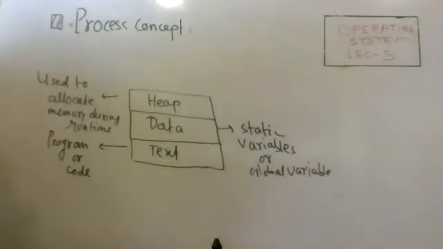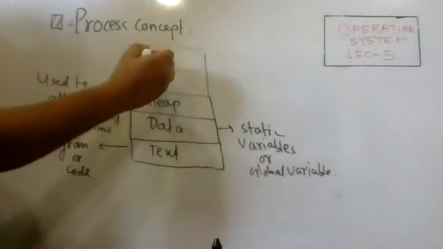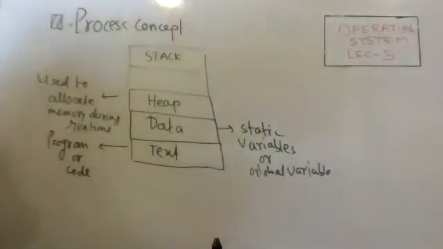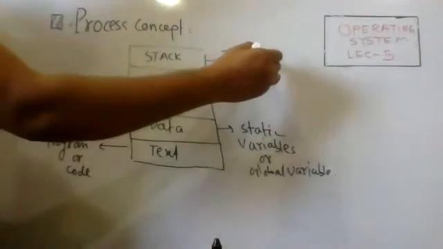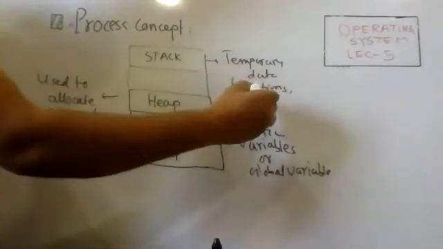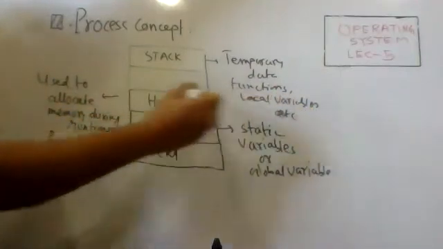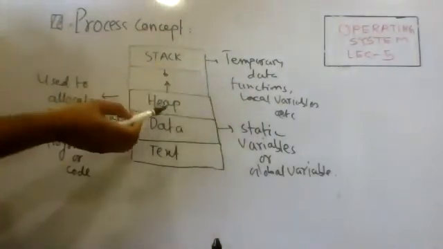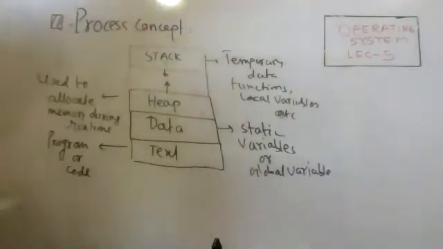And we have another part called the stack section, where temporary data such as functions, local variables, etc. are kept. The heap grows with an upward arrow, and the stack grows with a downward arrow. So this is the structure of a process in main memory.